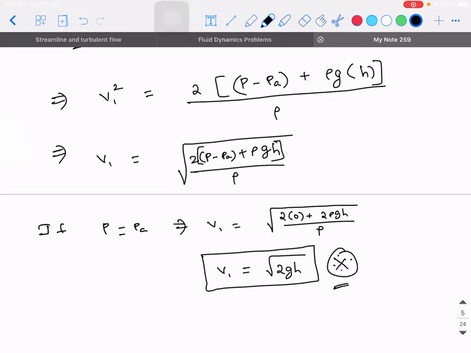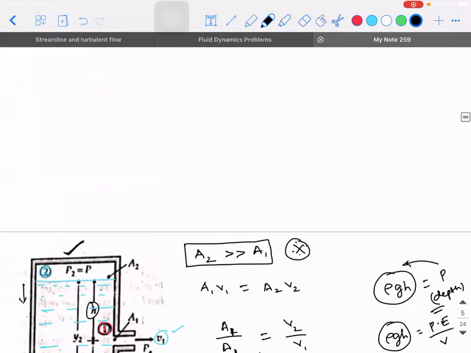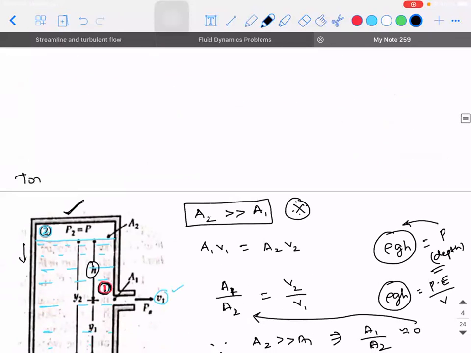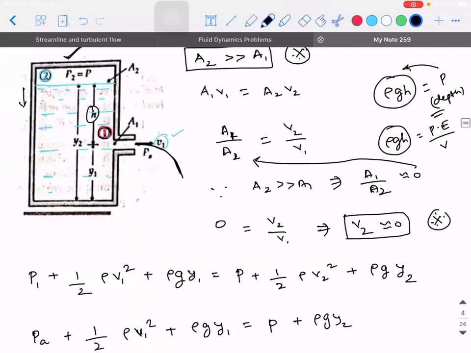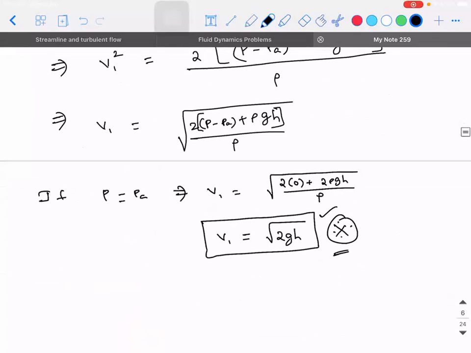Guys, are you clear with this concept? So heading and then? It's called speed of efflux, or we can call it Torricelli's law of efflux. So efflux means the liquid that is coming out. Some books refer to it as speed of efflux also. So if they ask you what is the speed of efflux, going forward, you should say root of 2GH. This is very much similar to what formula? It is similar to an object freely falling under the influence of gravity.